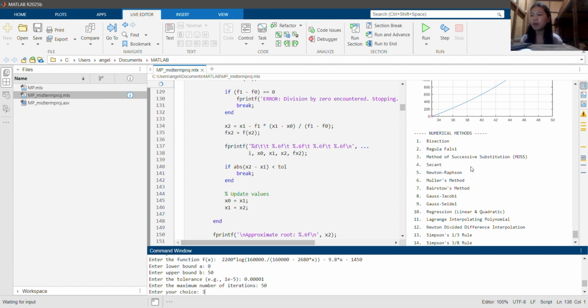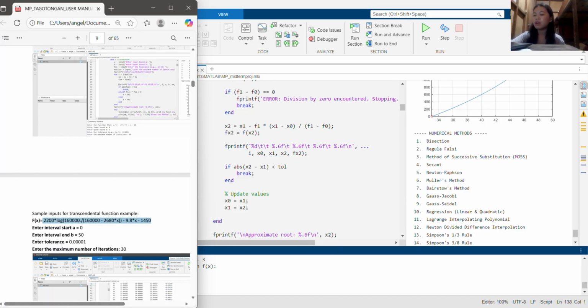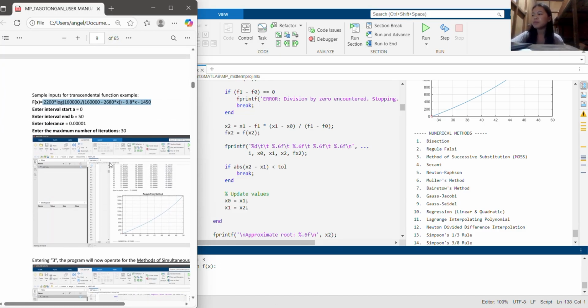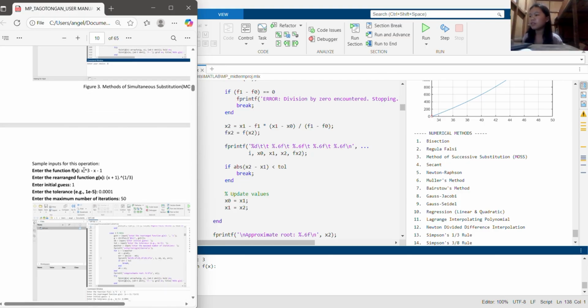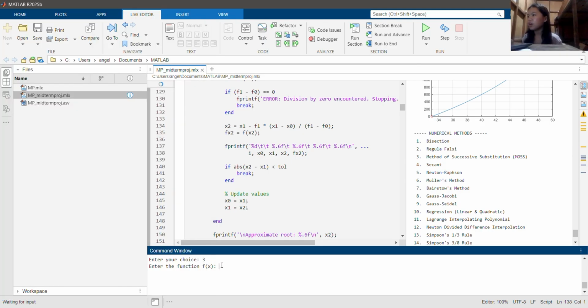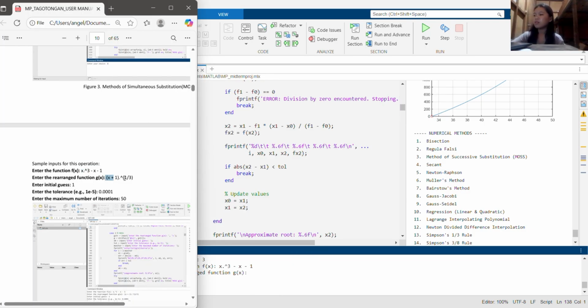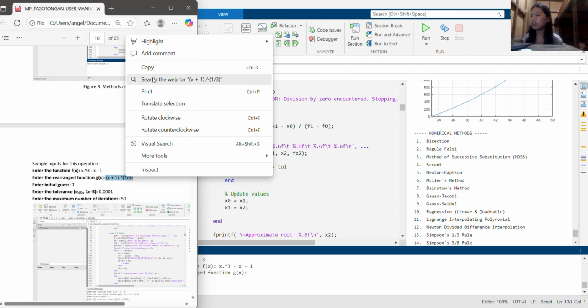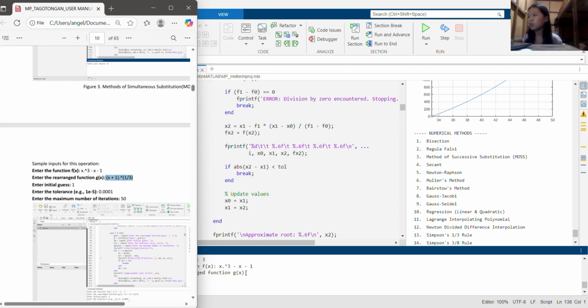So the next topic will be the method of successive substitution, which is number 3 as our choice. And then we're going to enter our function, our rearranged function.